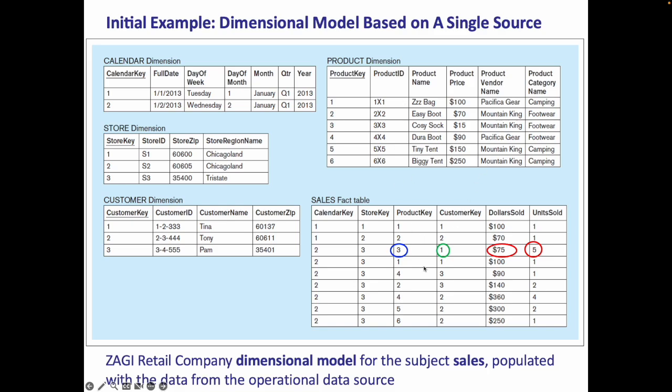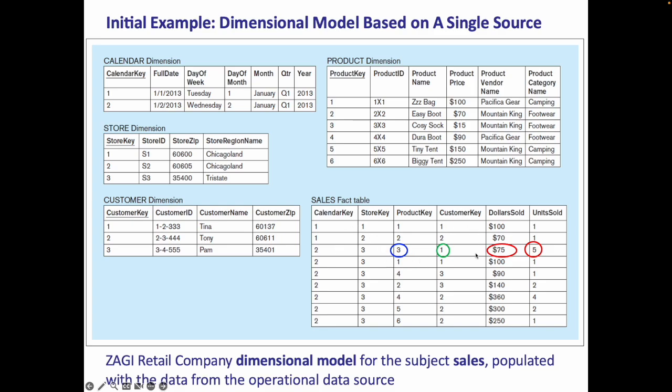Now, each sale transaction has keys linking it to the dimension tables, which allows you to query, for example, total sales by a specific store, or what the customer purchase trend was over a specific period of time, or what the sales were of a specific product category, and so on. Looking at this fact table, you see that we have a lot of useful information.